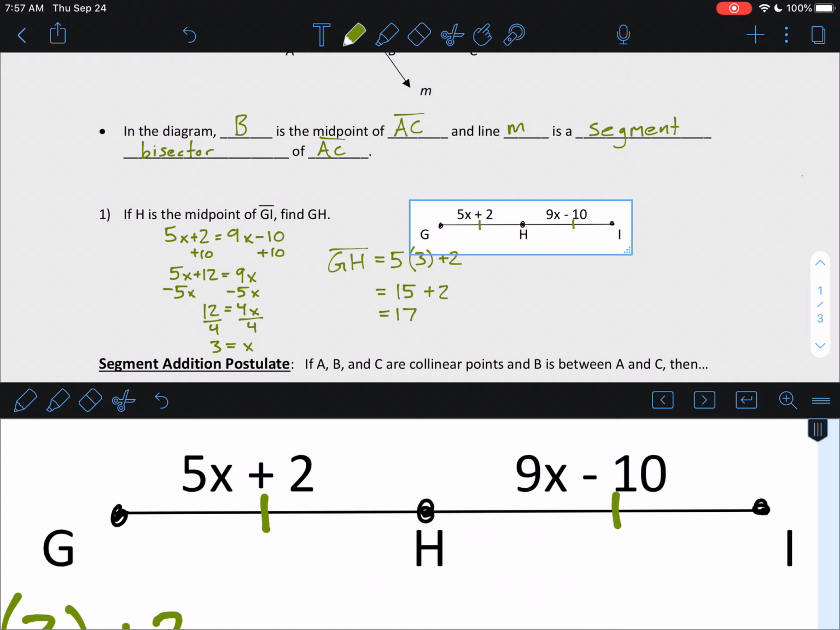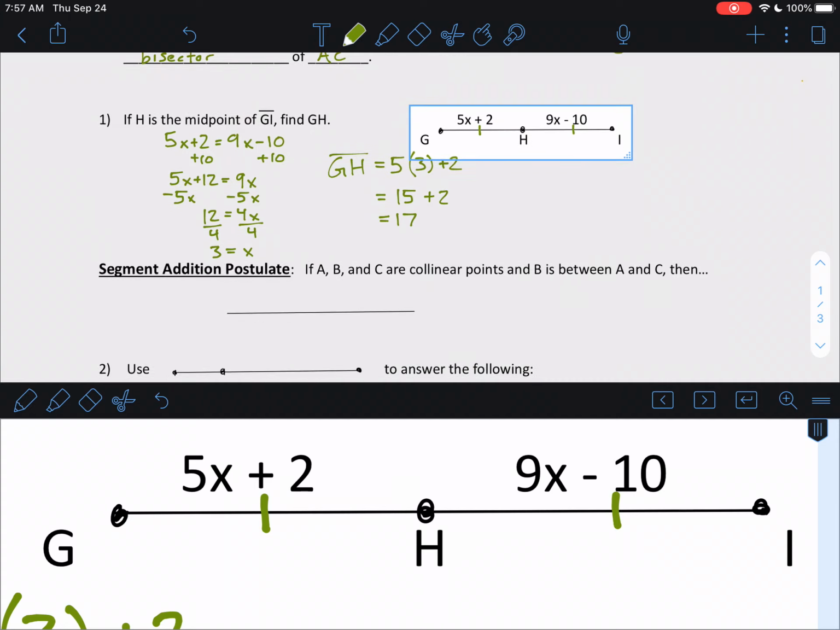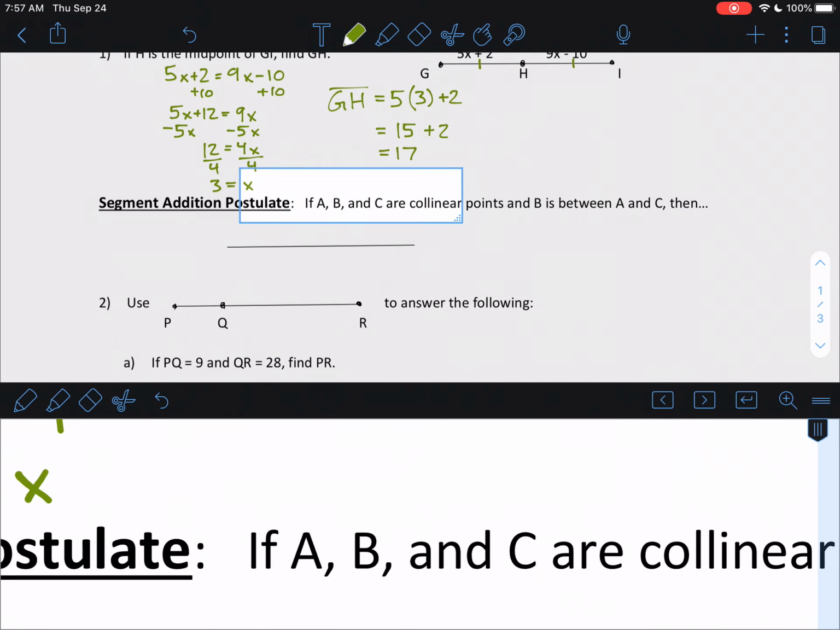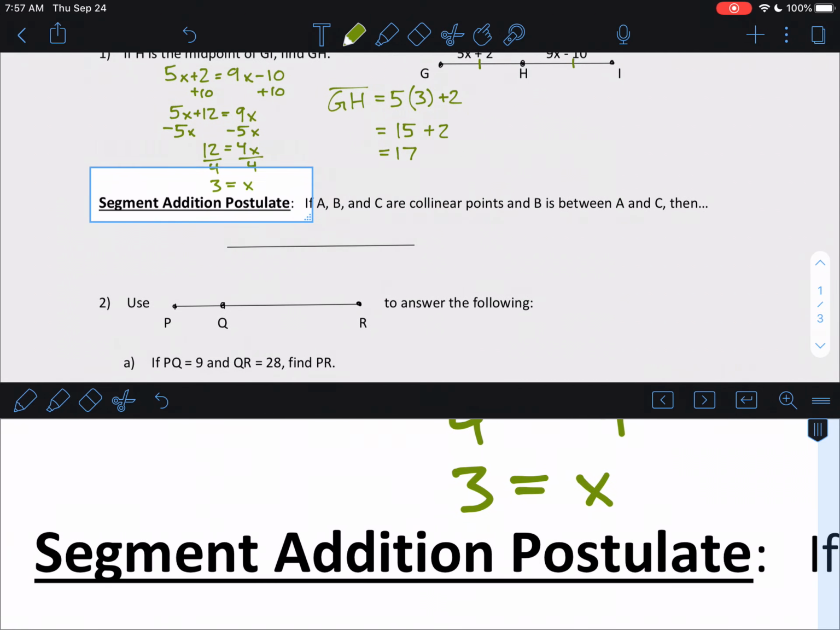Okay. Continuing on, we have the segment addition postulate. And this is our first postulate, really, that we're learning in this class. I mean, we learned the linear pair postulate and, what was the other one? Oh, the vertical angle theorem. So this one is the first one that has to do with segments instead of angles.